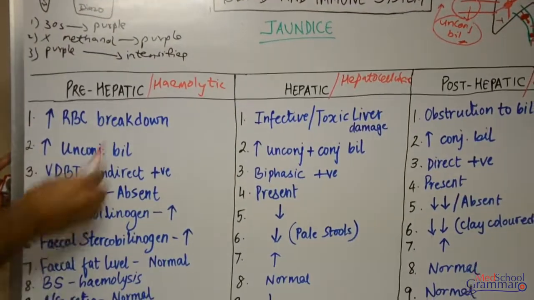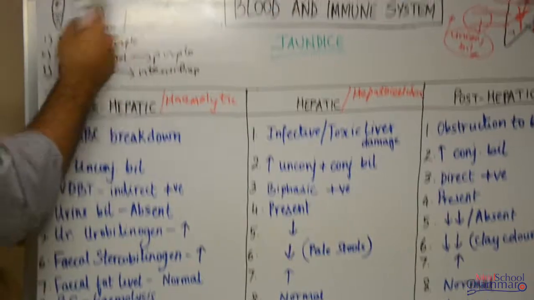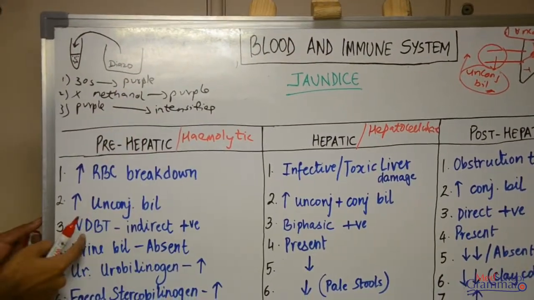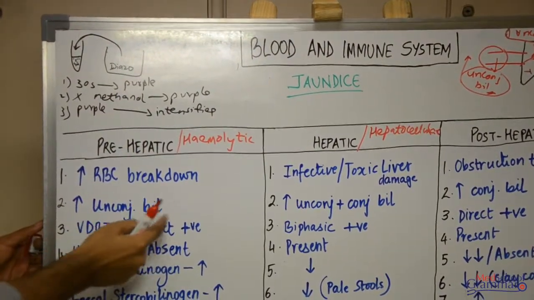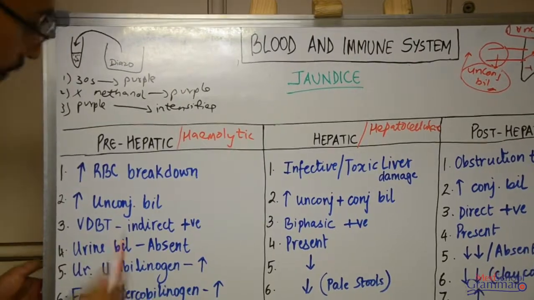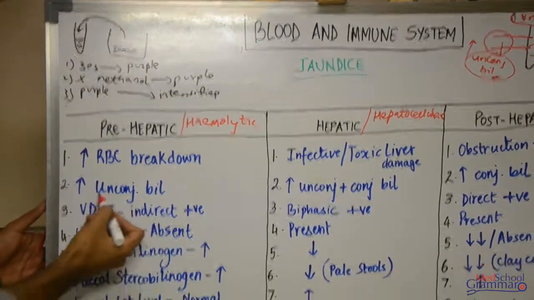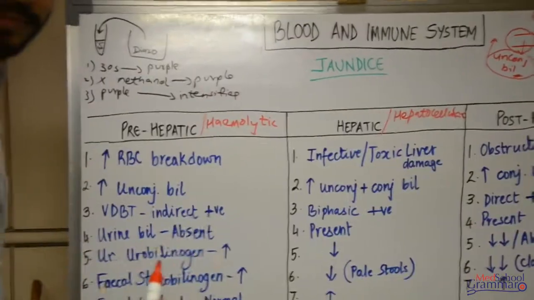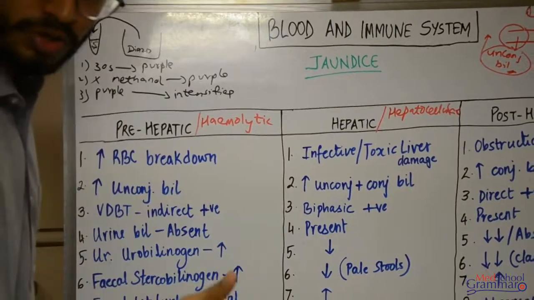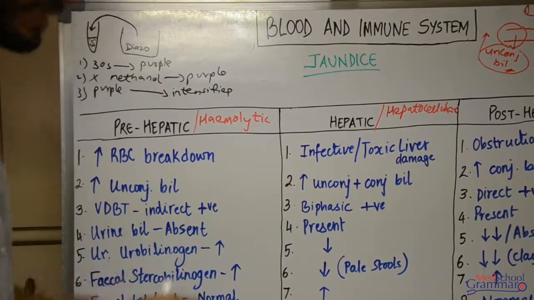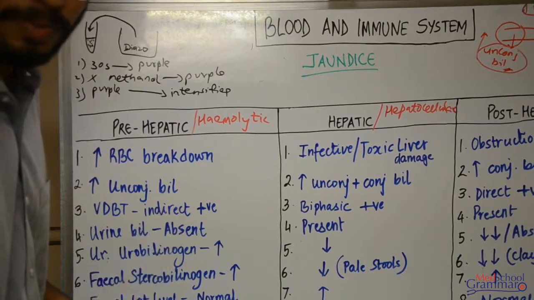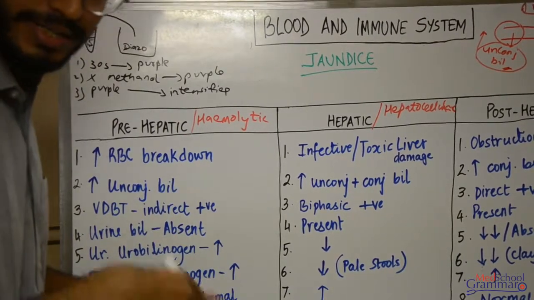Third point is the Van den Bergh test. I have explained this here for this point. Van den Bergh test is indirect positive. Now what do you mean by this? We've seen in this that unconjugated bilirubin increases. Okay, so unconjugated bilirubin is insoluble bilirubin. You need to remember, unconjugated is insoluble.